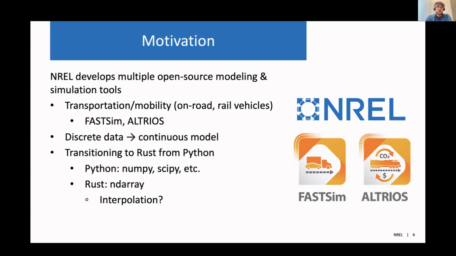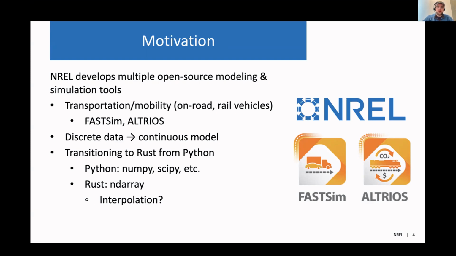And for these tools, we wanted to take discrete data of, for example, an electric motor efficiency map, where you might have multiple dimensions like power and temperature, and then the output might be efficiency. So we wanted to take real world data and make a continuous model in code of how some component might work. And these tools have been slowly migrating from Python into Rust, probably for reasons that everyone here is familiar with, speed and reliability, etc.